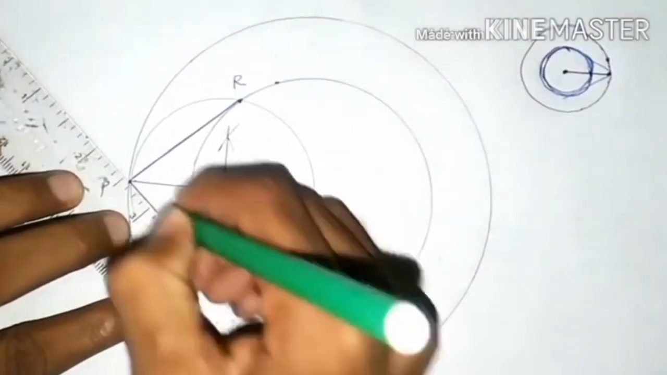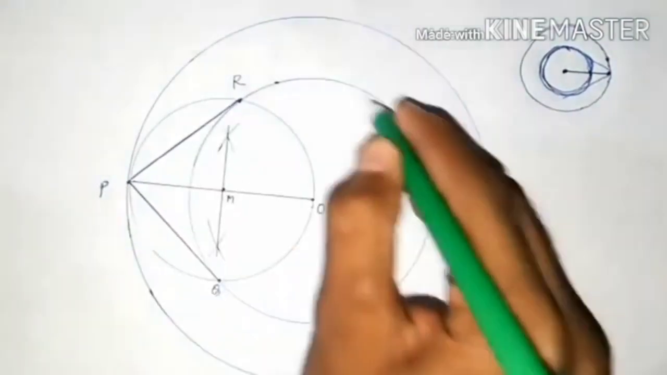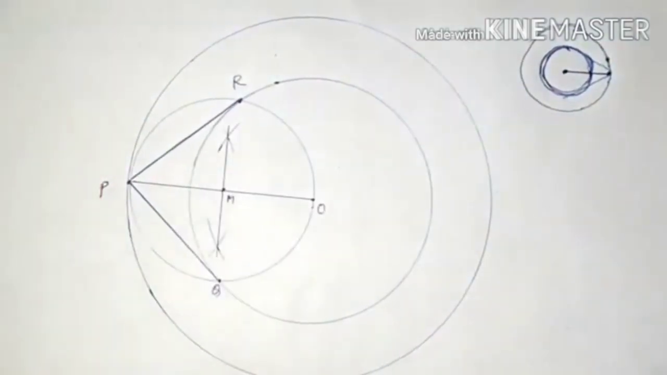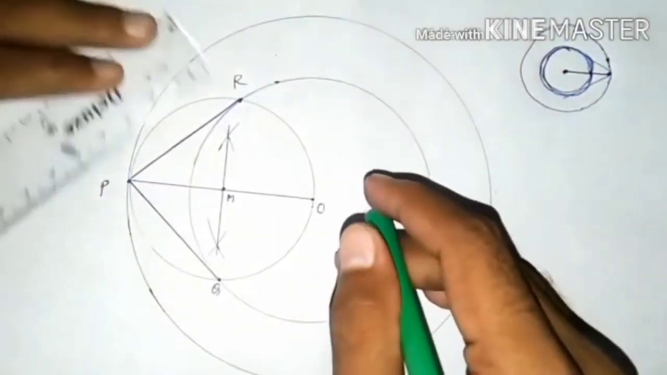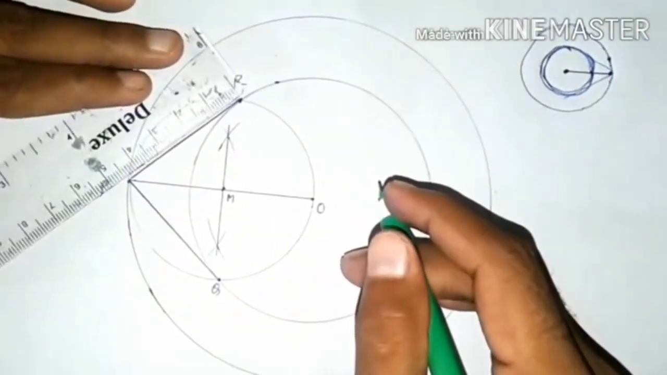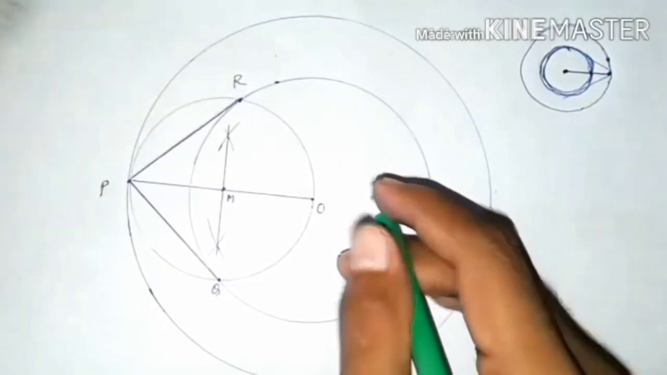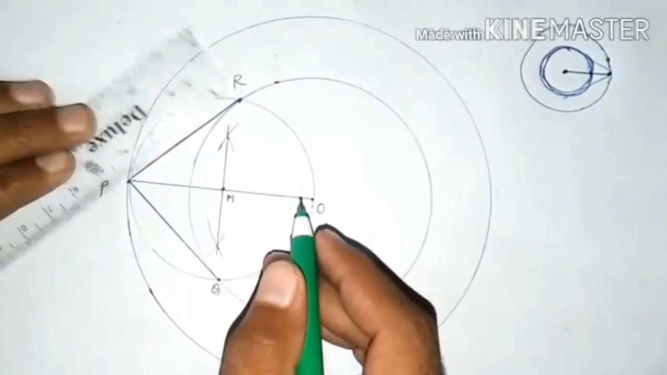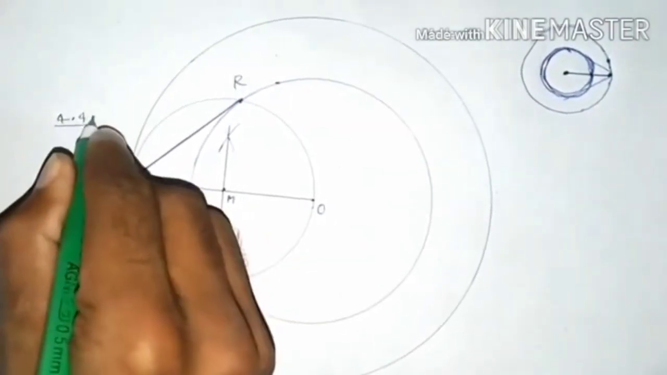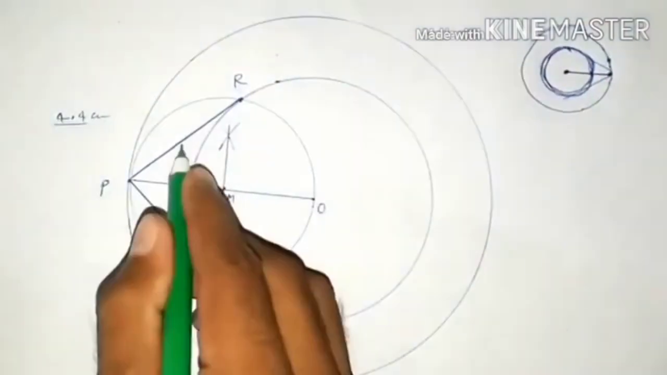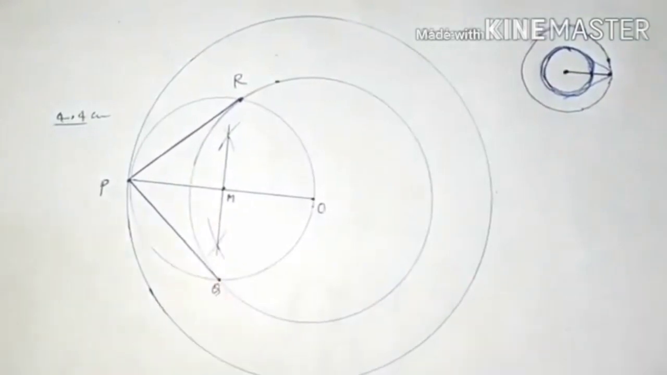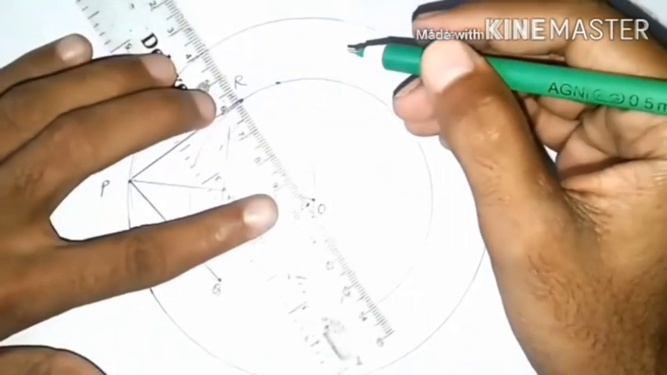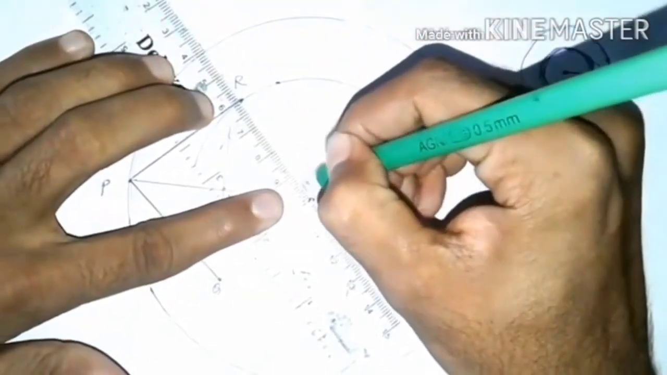I'm darkening it, but from the examination point of view, a pencil drawing is enough. So PR and PQ are the required tangents. Now we have to measure the length of PR. Use your ruler and measure. You may get the measurement as 4.4. Sometimes you may get 4.5 also, so it's not a problem. Now for verification purposes, join O and R.